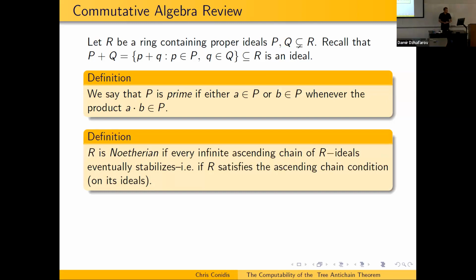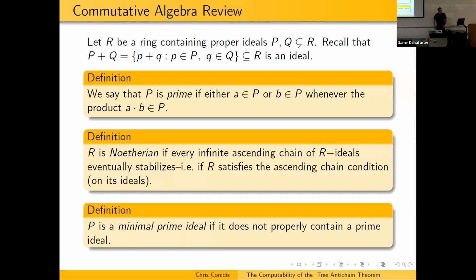And also recall that a ring is Noetherian if it satisfies the ascending chain condition on its ideals. In other words, every infinite ascending chain of ideals eventually stabilizes. Some review there. Finally, this is a definition you might not have seen before. You've probably seen it a long time ago.